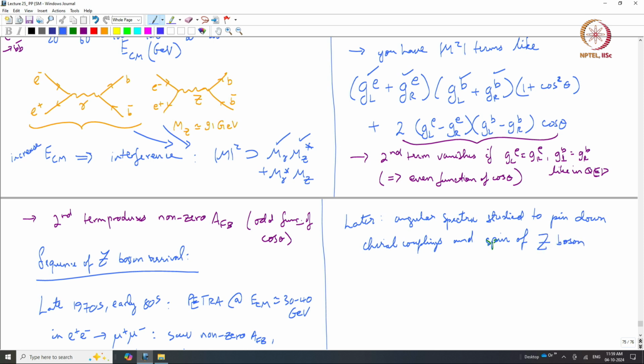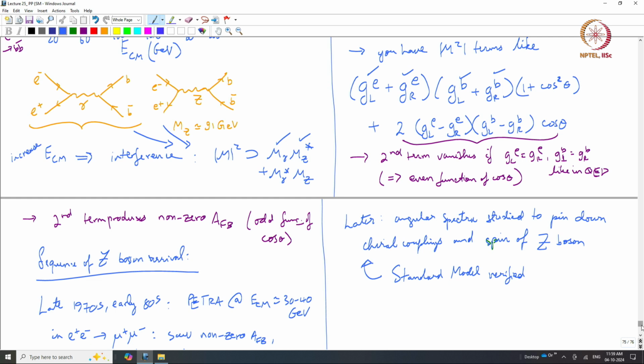Okay, and this was of course a wonderful verification of the standard model, because the standard model makes all these very sharp predictions about the chiral couplings, etc., etc. So basically a lot of the Lagrangian parameters of the Standard Model were verified exactly by studying the angular spectra of the Z boson, in addition to studying the Z boson itself, the energy spectrum also.